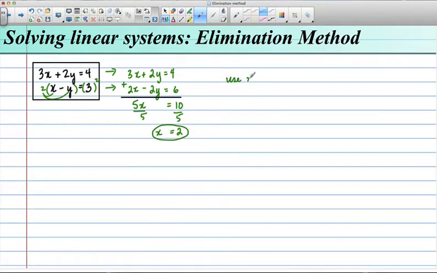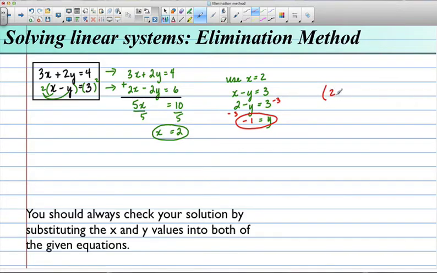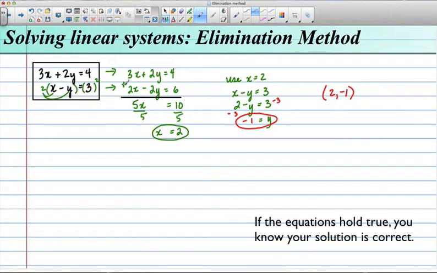Use x equals 2 in any of the equations. Let's just take the second equation and plug in the 2. So y is equal to, and we've got a 3 on the one side, so we'll subtract 3 both sides. So we have y is equal to minus 1. The solution is 2 comma negative 1. If we were to graph these two equations, those two lines would intersect at the point 2 comma negative 1.